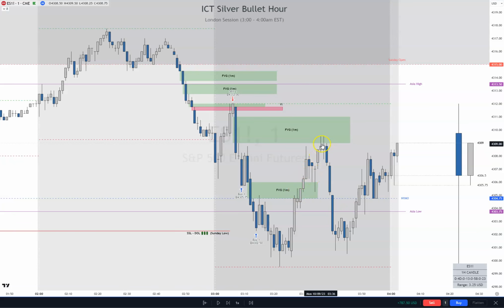So optimal trade entry right here, second fair value gap. You could have taken this trade for 2 to 1. It doesn't take out this low, but it does work out there. That is your London Silver Bullet for Monday, October 9th, using the Kraken Silver Bullet Indicator.